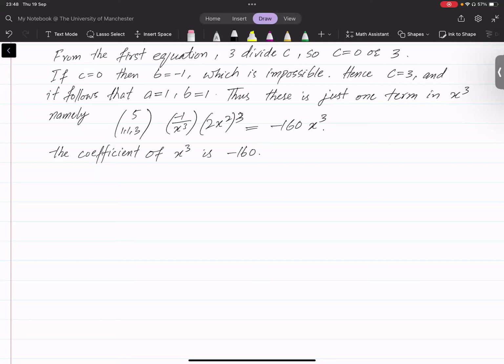Perfect. So that is how we can deal with these propositions and define the multinomial theorem and coefficient.